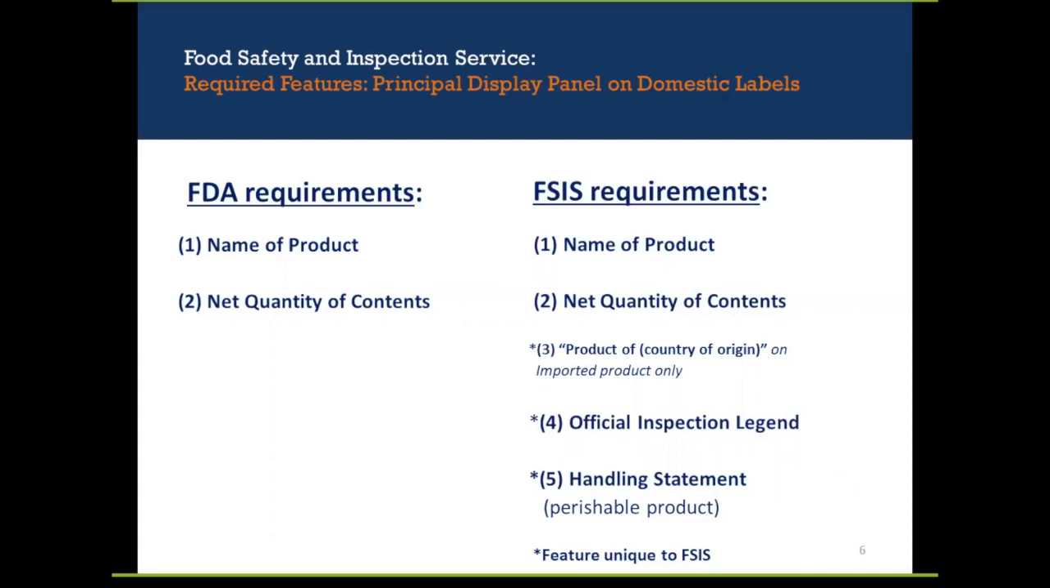Number 4 on the list of required features is the official inspection legend, which we'll discuss in a moment. And in addition, if a product is perishable and needs special handling to maintain its wholesomeness, a handling statement must also appear on the principal display panel. And the next few slides will provide additional information about some of these features.